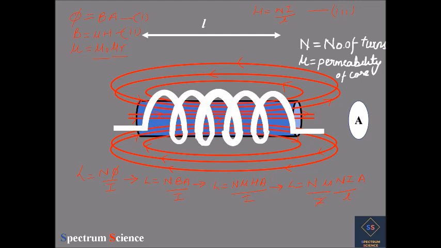This I will cancel, then the inductance of the solenoid in terms of its parameters is given by L equals mu N square A by L. This is the inductance of the solenoid in terms of the area of the core A, the length of the solenoid L, the number of turns N, and mu, the permeability of the material.